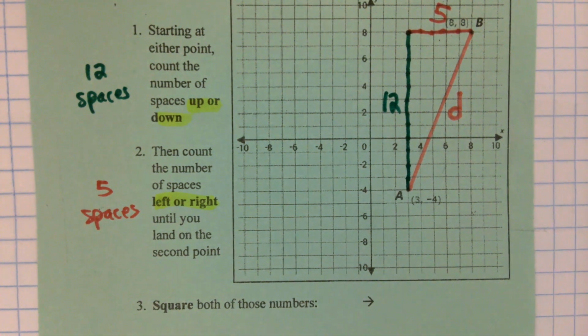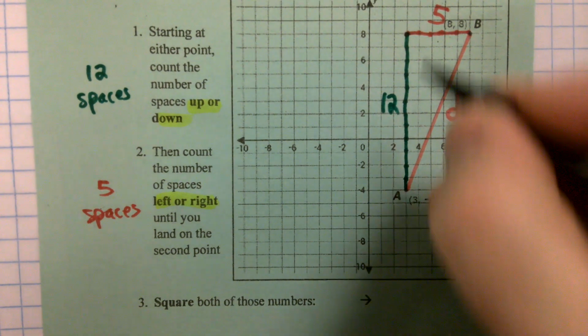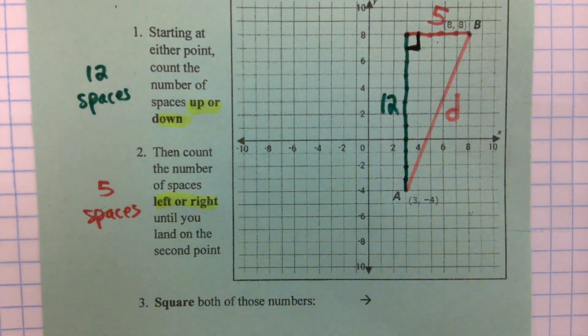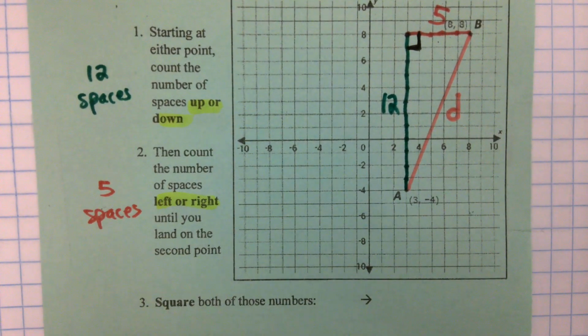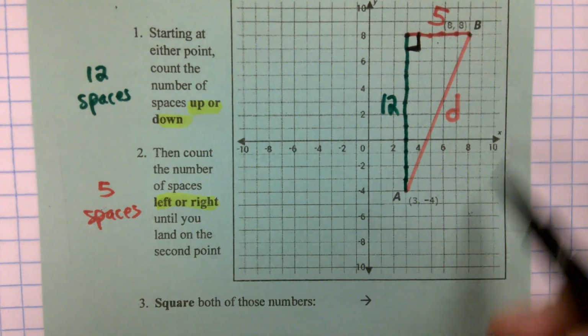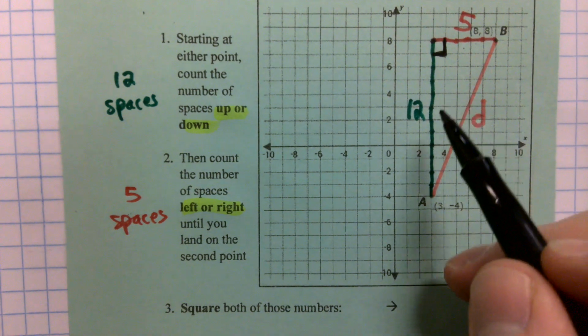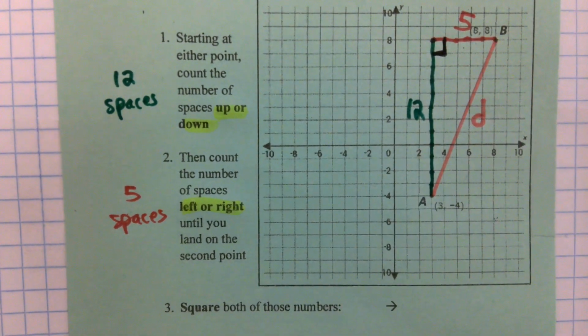A triangle. What kind of triangle? If I do this, will it help? A right triangle. That's right. This is what we're building up to. And now that we're looking at distance on a graph, we can start to kind of see how it's going to work out. So, this is all we need. We need these two numbers, 12 and 5.